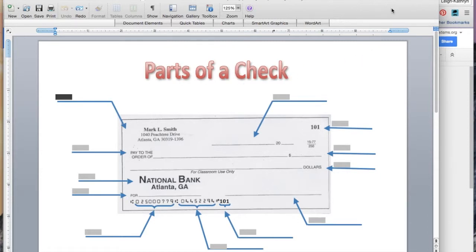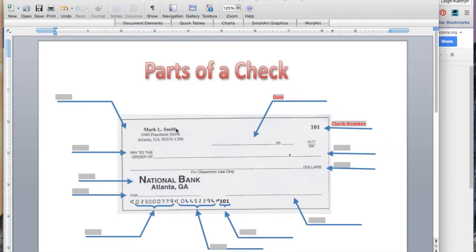Okay, so we're looking at parts of a check. We'll do this in the logical sequence, the logical order that one would fill out a check. So typically people will start here. What would we put here? Yeah, we're going to put the date here. So that's our date line. Do you know what this is? That's our check number. This is check number 101.